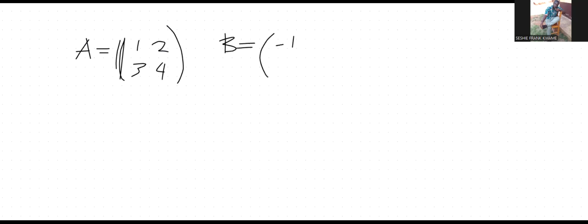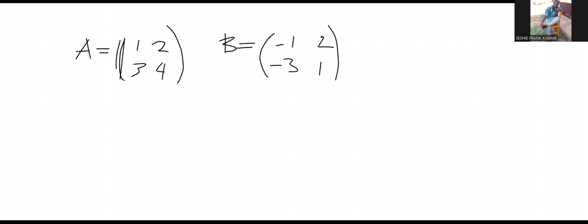Number 5. A is equal to 1, 2, 3, 4. And then B is equal to negative 1, 2, negative 3, 1.